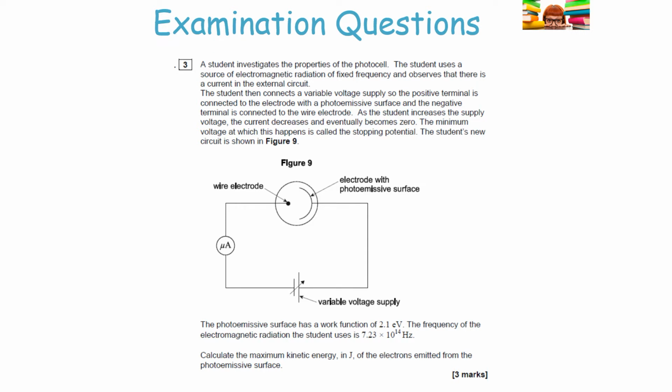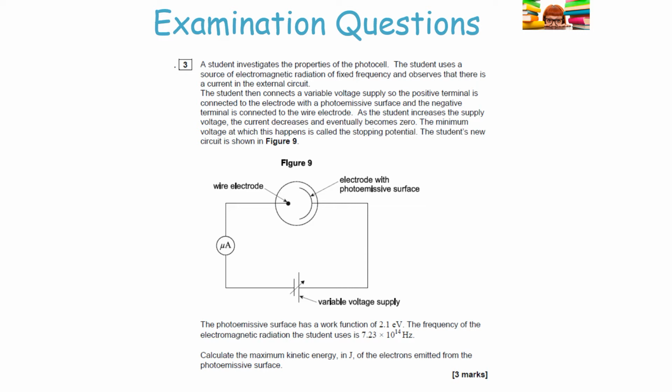Right, so the first thing to note is we need to know the equation for the photoelectric effect. So that is hf, the energy of the photon, is equal to the work function plus the kinetic energy. So therefore we can rearrange that and say that kinetic energy is equal to hf minus the work function.